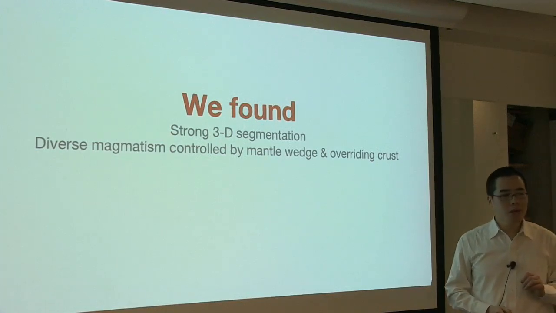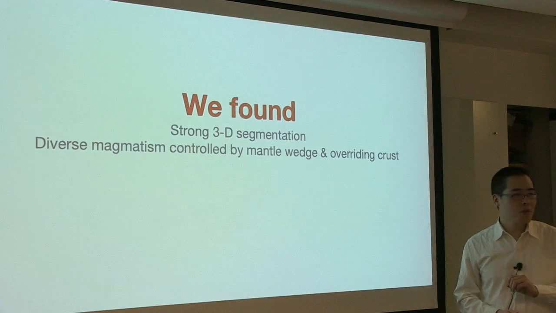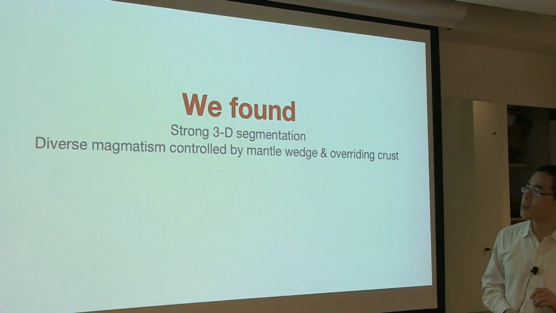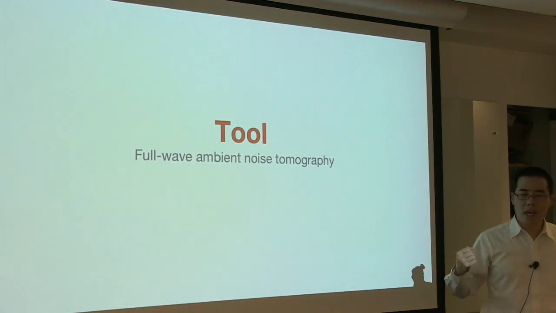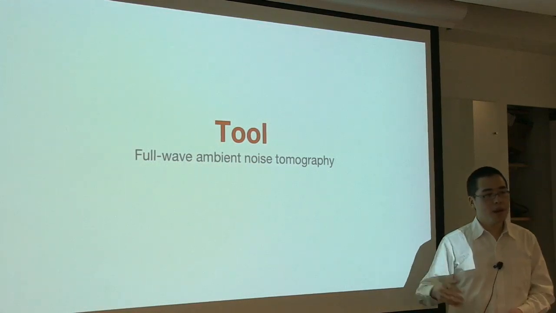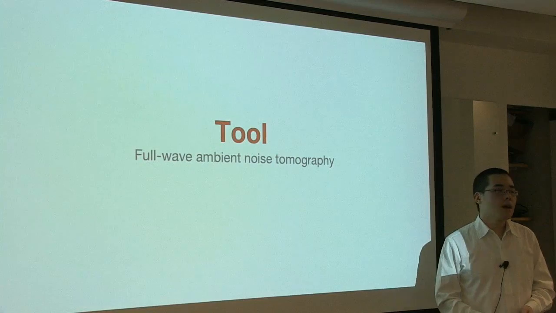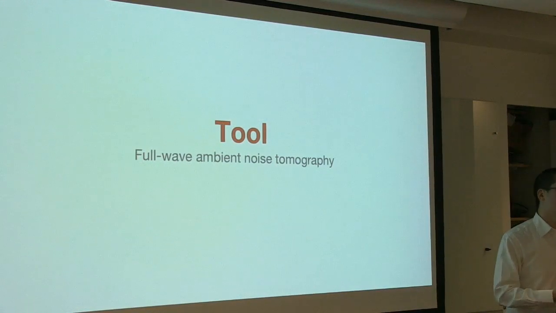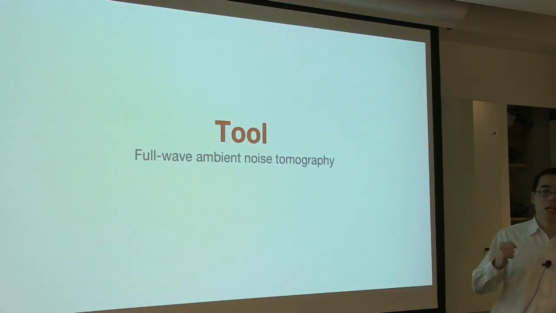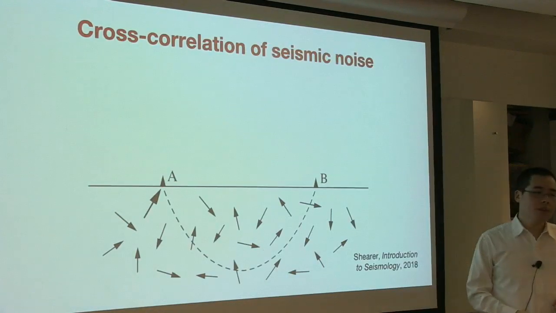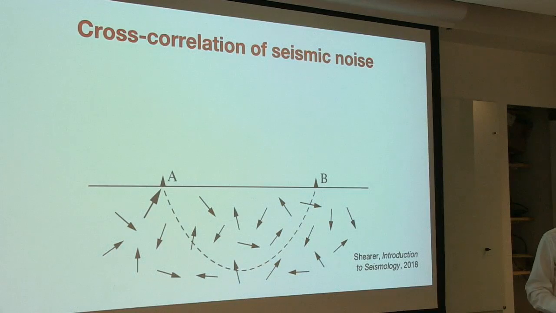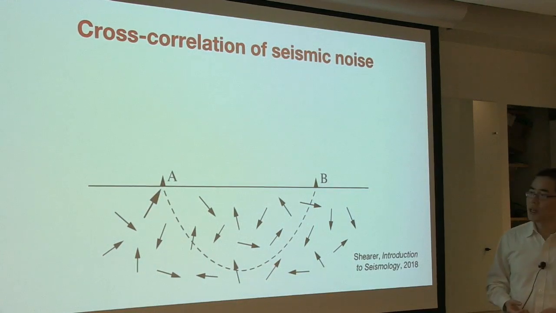But how do we get this conclusion? I'm going to walk you through it in the following slides. We use a tool called full-wave ambient noise tomography. This is the method we use to image the subsurface structure, to get a model to understand the structure in the segmentation. And we'll start with a very brief introduction to ambient noise seismology.